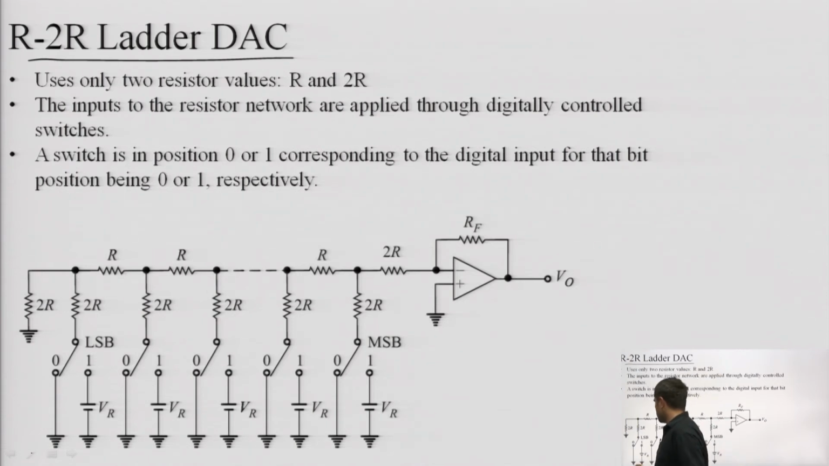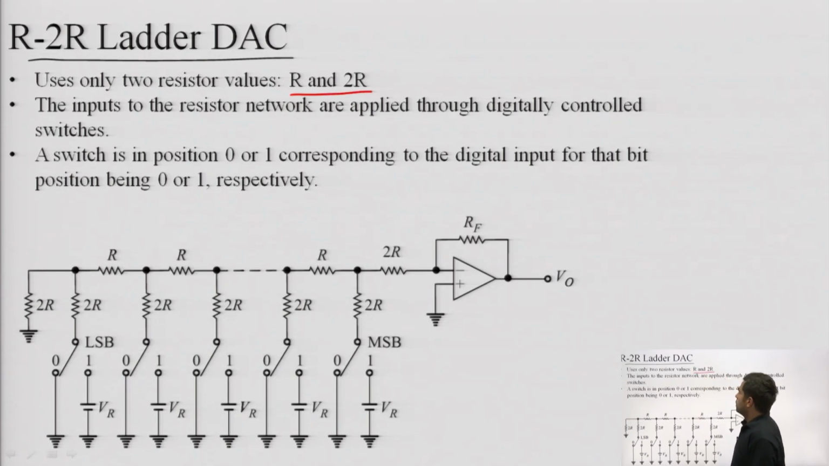So as the name suggests, there are only two types of resistances, either it will be R or it will be 2R. So it is easing out the constraint of that weighted resistor, that so much vast range of resistors are not required to design this R2R ladder type DAC. So it uses only two resistor values, R and 2R.